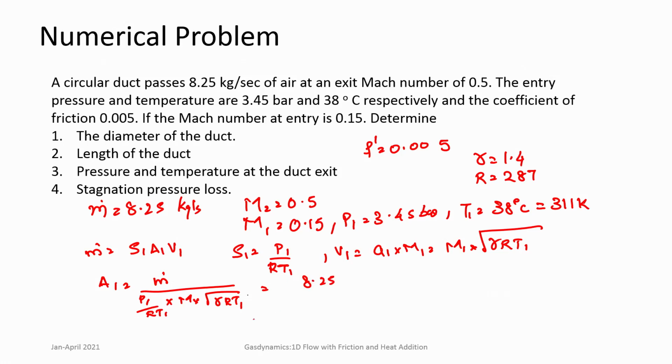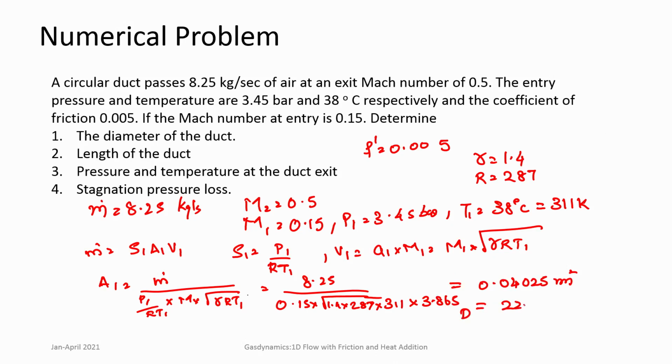8.25, okay, divided by 0.15 multiplied by square root of gamma RT, 1.4, 287, and temperature is 311, and the density turns out to be 3.865. This is 0.04025 meter square, so diameter you can find out from here: 22.64 centimeters. Okay, so this is the diameter of the duct.